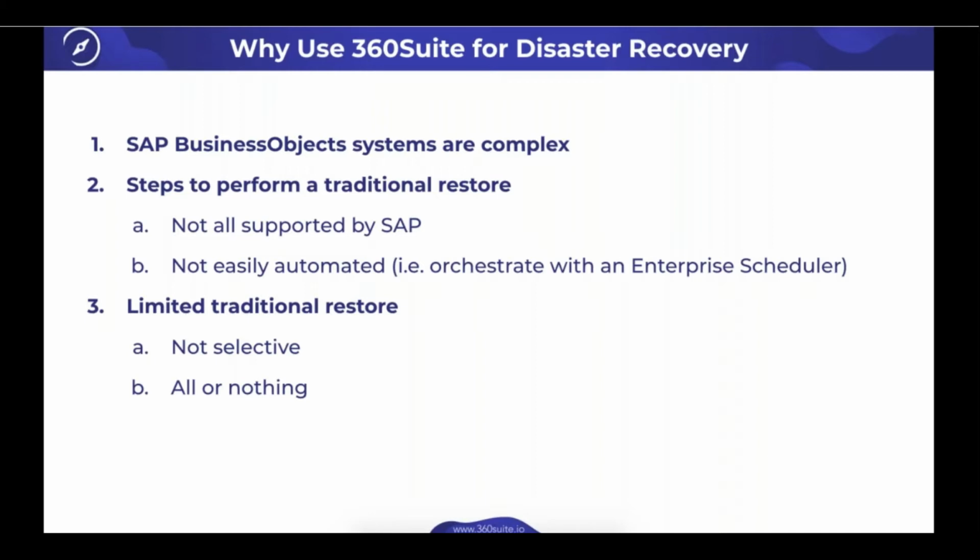So the task of restoring, you can see with BusinessObjects, is not comprehensive. There's a lot of things it does not do, which you can do with 360 Suite. And the last point is that you don't have to do all or nothing. You can do just selective, restore exactly what has failed, and it can be done pretty quickly. It's not a big task. It doesn't involve a lot of IT.